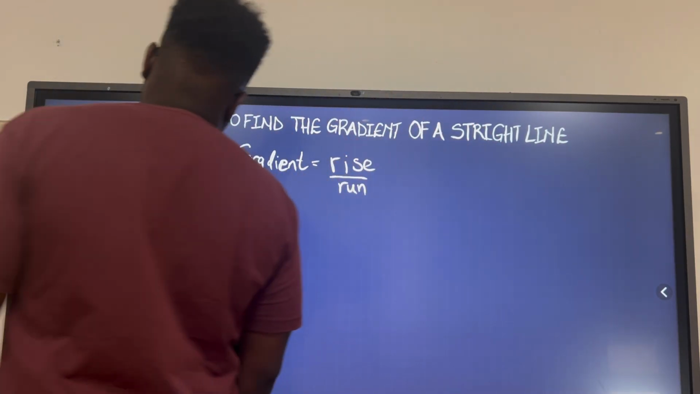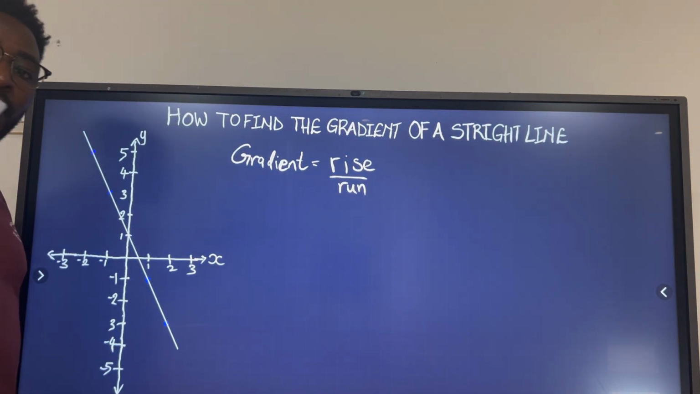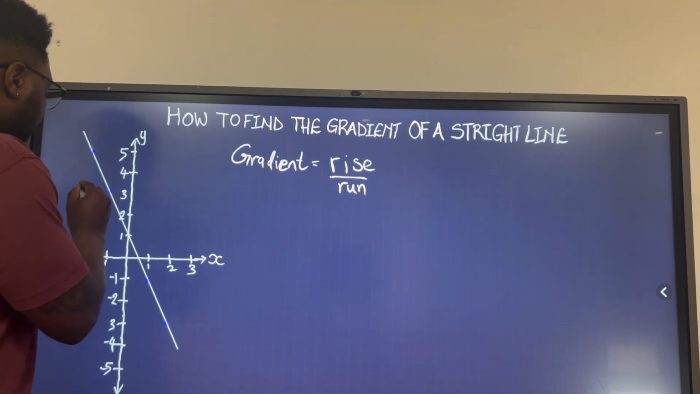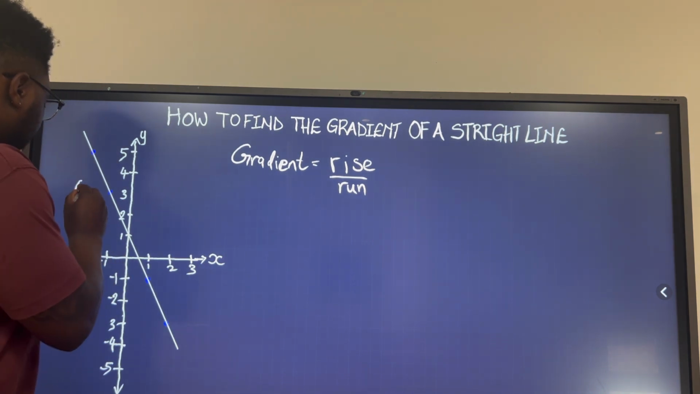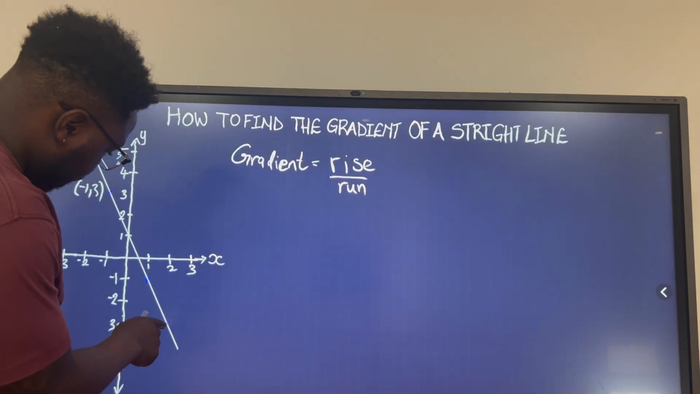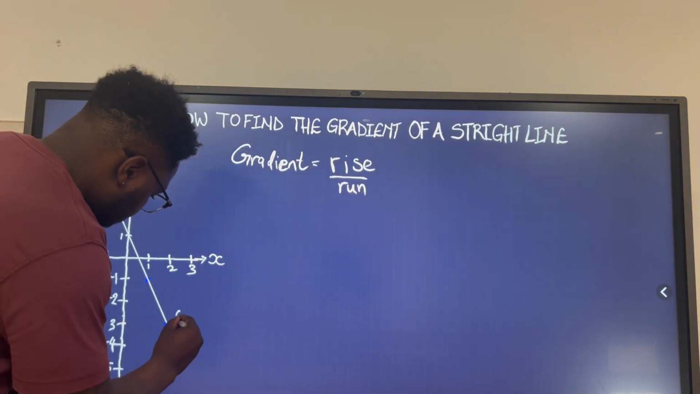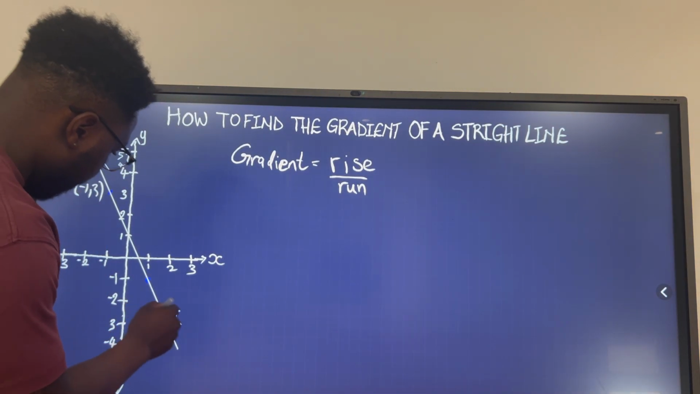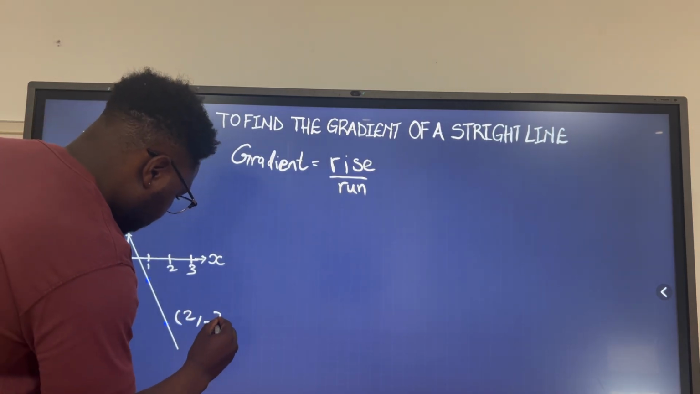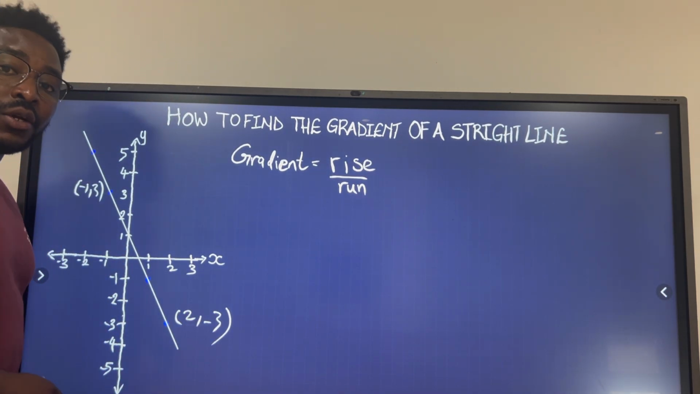Yes, and remember we said we have to pick what? 2 points on the line, right? So for me, I'll pick this point over here, which is -1, +3. And then I'll pick this other point right here, which is +2, -3 over there. Okay, so what's our next step?